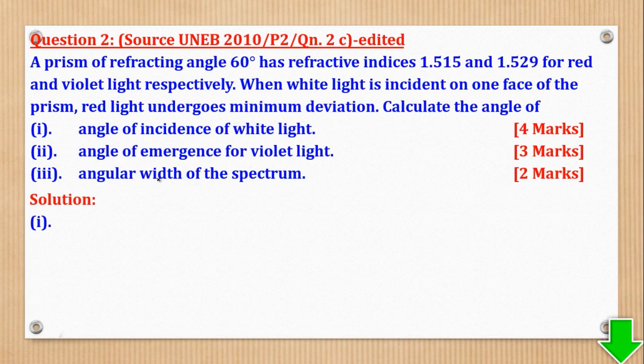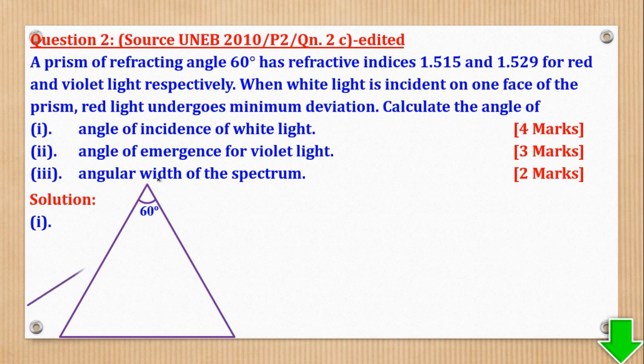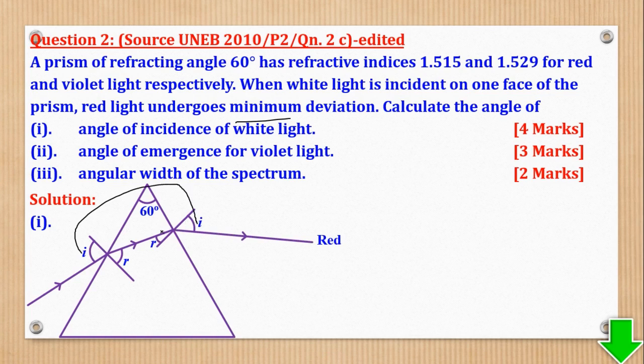So there we shall need to make a sketch. So white light to be dispersed, one will be for red. So for red, they said minimum deviation. That is why this is equal to this and this is equal to this. But for violet, they didn't talk about minimum deviation, meaning they are different. So here we shall have R1, R2, and here it will also be different from this.